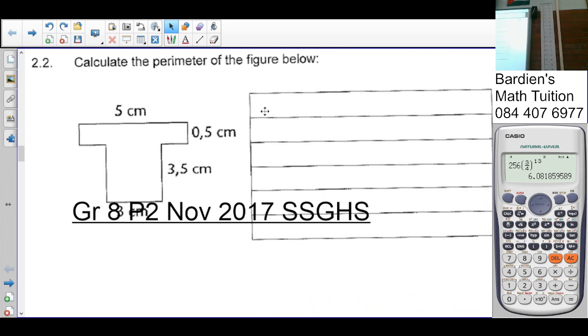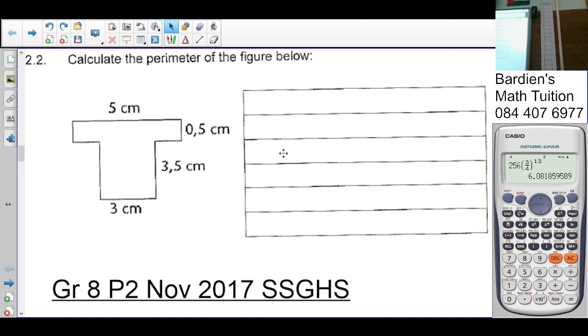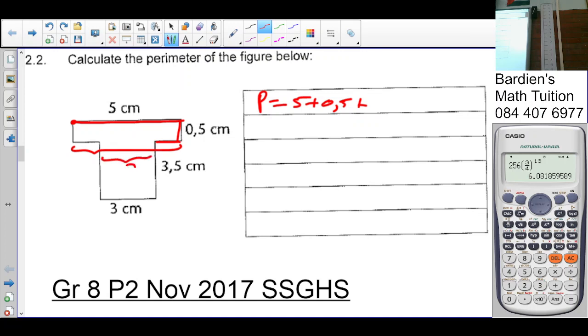The next one, we've done perimeter and area, correct? It says calculate the perimeter of the following figure. So how do you calculate the perimeter? The perimeter is going to be the sum of all these sides. So if I start here, it will be 5 plus 0.5 plus that. We don't know what that is. However, we know this whole length is 5. If that is 3, then 2 must be shared between those two values, which is 1, 1.